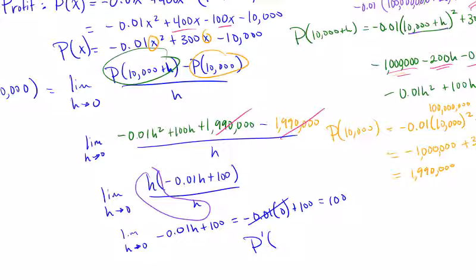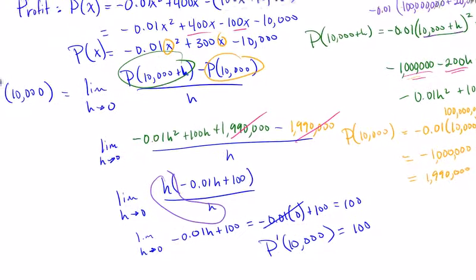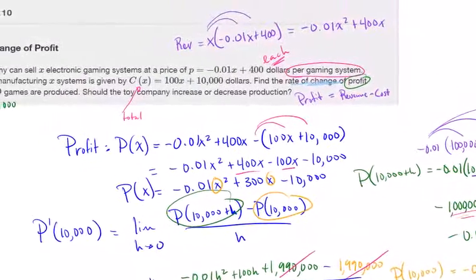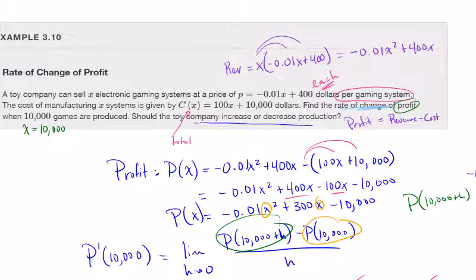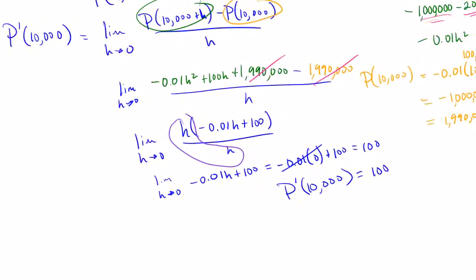So the instantaneous rate of change of profit, if we sell 10,000 items, is going to be 100. All right, so remember, this is the rate of change of profit at 10,000 units, or 10,000 games that are produced. And it says, should the company increase or decrease production? Well, if the rate of change of profit is positive, 100, that means that the profit is increasing as we increase items sold, right? And so that means we definitely want to increase the items produced, or the items sold, because that will increase our profit.